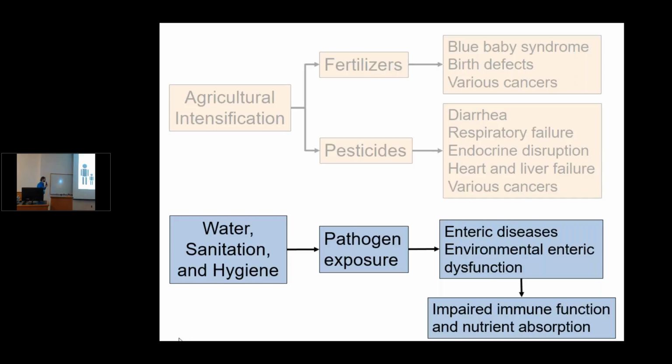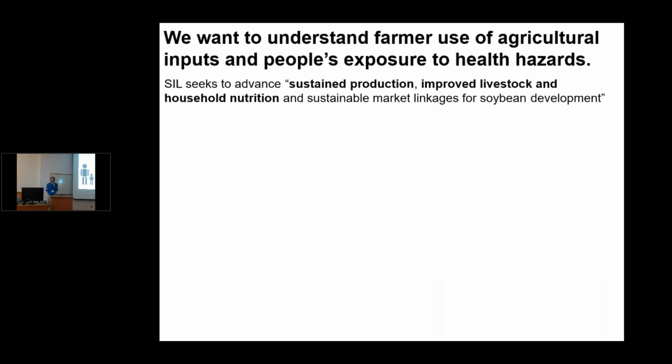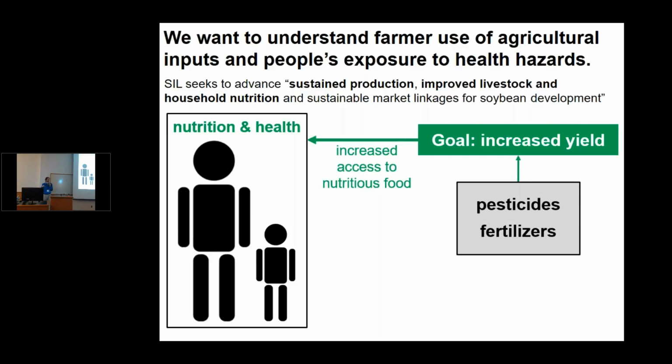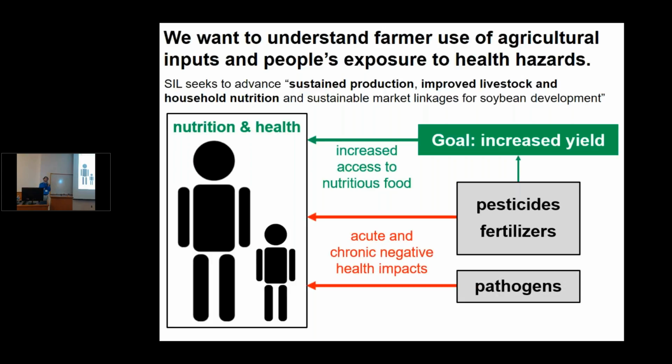So thinking about this from the perspective of a farmer and his or her family, if we're trying to improve nutrition and health for these people, by increasing inputs, by increasing fertilizers and pesticides, on the one hand, we are increasing yields potentially, which will help in terms of income, nutrition, and health. On the other hand, there's also the potential to undercut these benefits through these negative health impacts, these connections that I just talked about on the previous slide. And we also have these complicating factors related to pathogens.